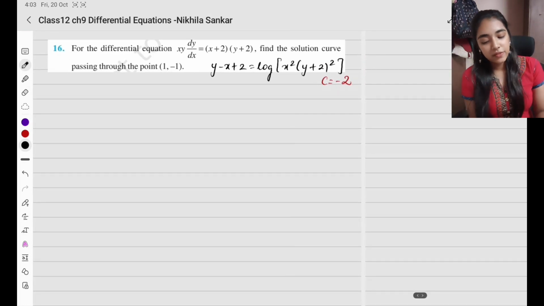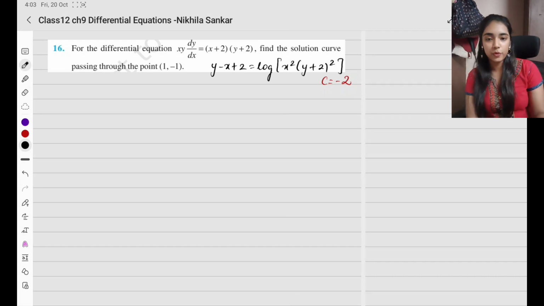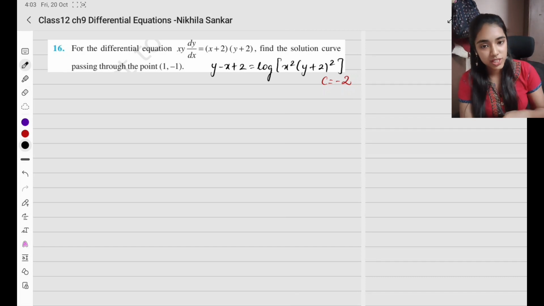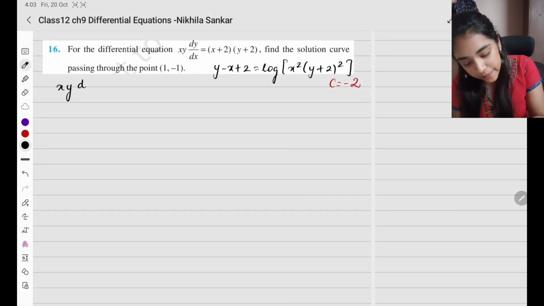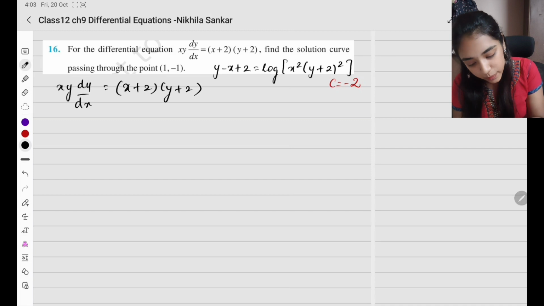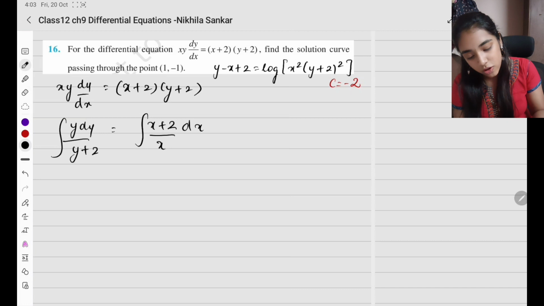Question number 16. For the differential equation xy dy by dx, find the solution of the curve passing through the point. So first என்ன பண்ணனும்? General solution கண்டுபிடிச்சிட்டு x க்கும் y க்கும் value substitute பண்ணிட்டு c கண்டுபிடிக்கணும், which is your particular solution. Very good. Now xy dy by dx equals x plus 2 y plus 2. இது ரொம்ப simple question. So I have y dy divided by y plus 2 equals x plus 2 divided by x dx.